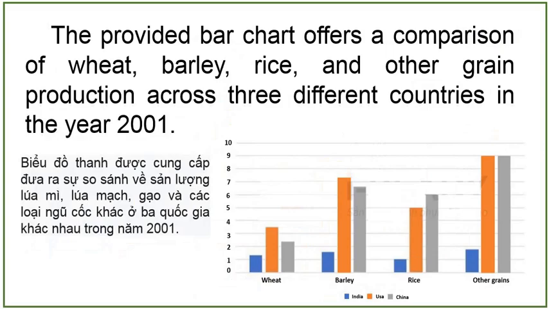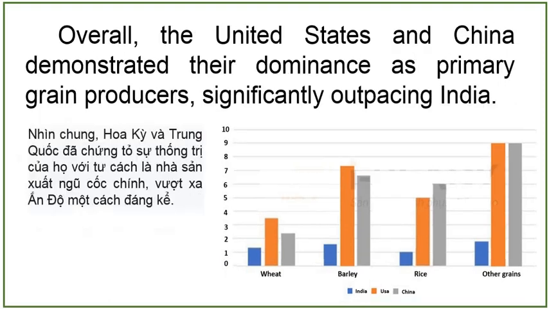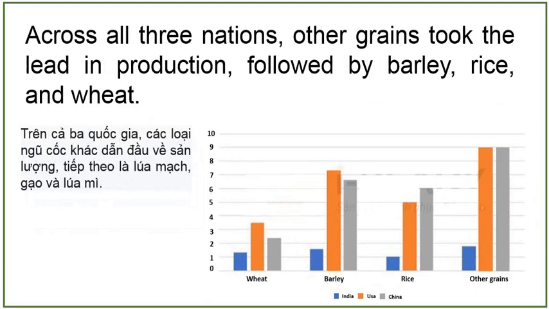The provided bar chart offers a comparison of wheat, barley, rice and other grain production across 3 different countries in the year 2001. Overall, the United States and China demonstrated their dominance as primary grain producers, significantly outpacing India. Across all 3 nations, other grains took the lead in production, followed by barley, rice and wheat.